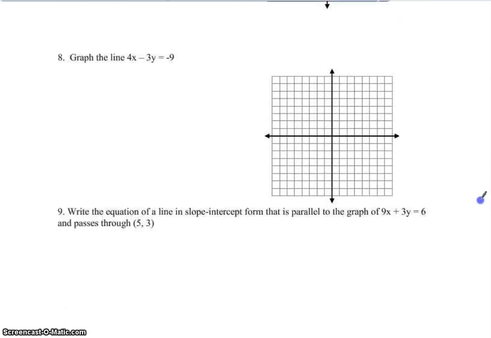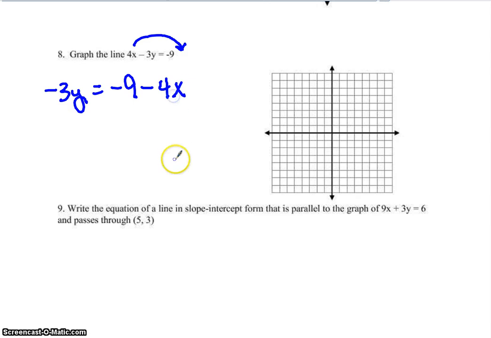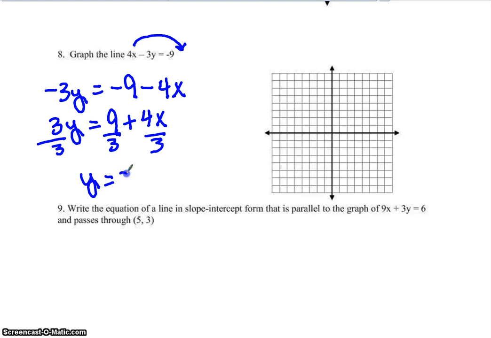Number 8, graph the line 4x minus 3y equal negative 9. You have to start by getting y by itself. So we're going to move this 4x. So negative 3y is equal to negative 9 minus 4x, because you do the opposite when you cross. I don't want a negative 3y, so I change every sign, and it becomes 3y is equal to positive 9 plus 4x. And then everything gets divided by 3. So y is equal to 3 plus 4/3 x.